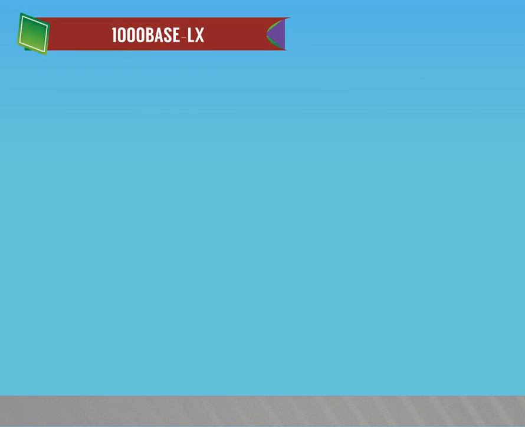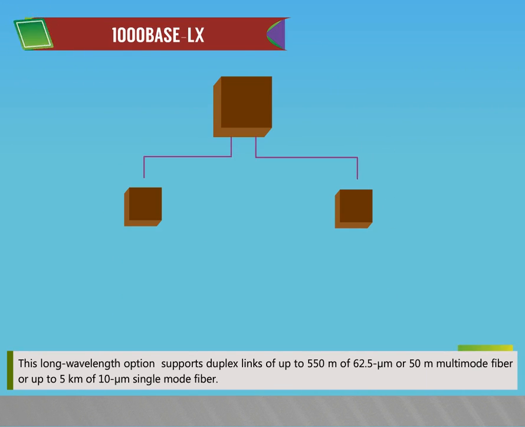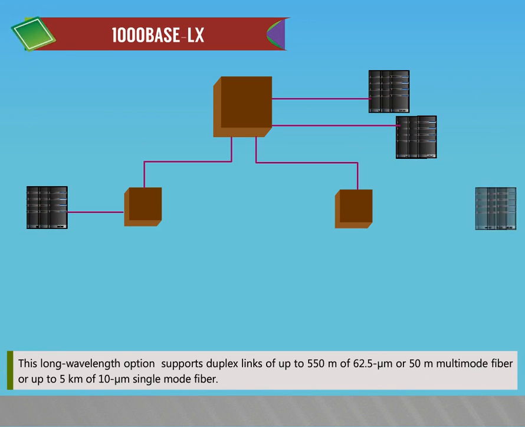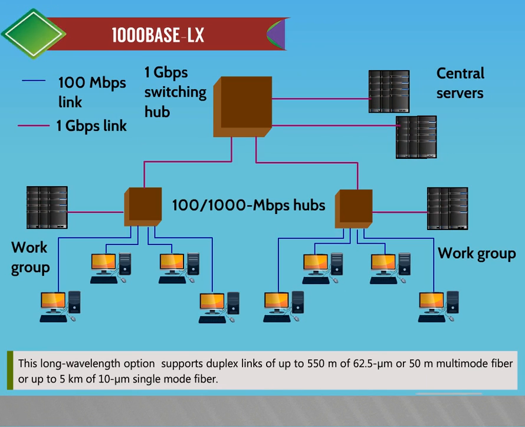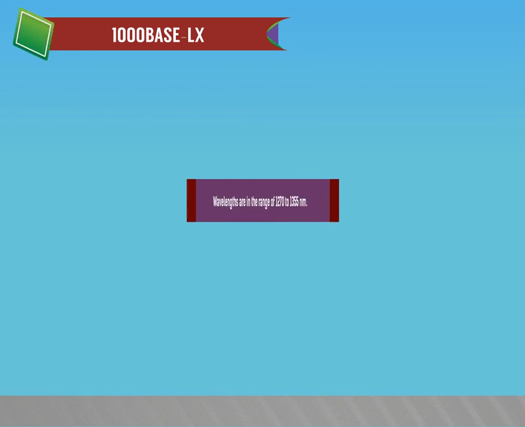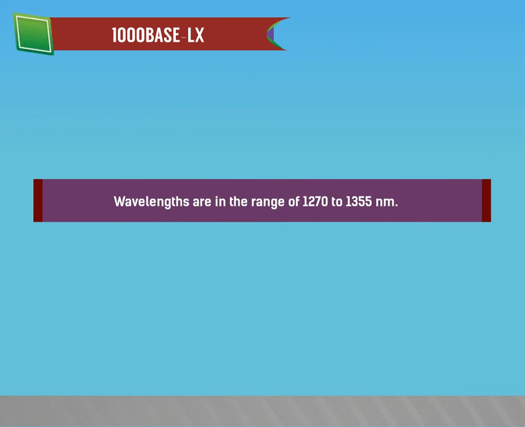1000BASE-LX. This long wavelength option supports duplex links of up to 550 meters of 62.5 micrometer or 50 micrometer multimode fiber, or up to 5 kilometers of 10 micrometer single mode fiber. Wavelengths are in the range of 1270 to 1355 nanometers.